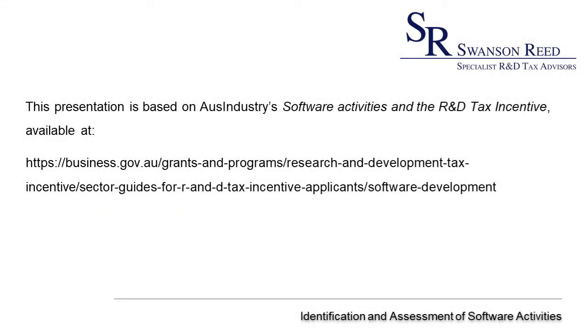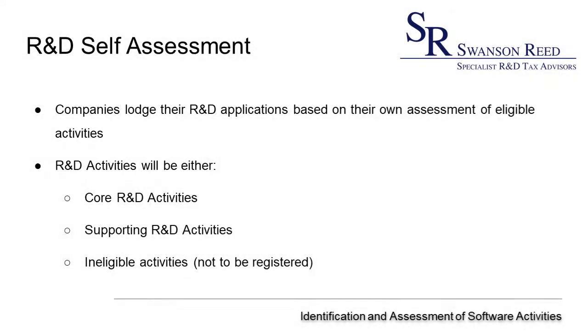This presentation has been based on an AusIndustry guidance publication titled Software Development Activities and the R&D Tax Incentive, which was released in October of 2020 and is available on the AusIndustry website. The R&D tax incentive operates on a self-assessment framework. Self-assessment means that companies lodge their R&D applications based on their own assessment of eligible activities, and may subsequently have to substantiate their activities at a later time if their registration is subjected to review.